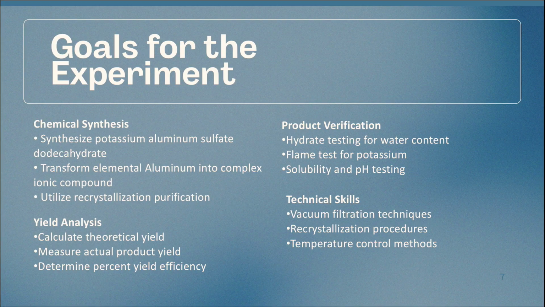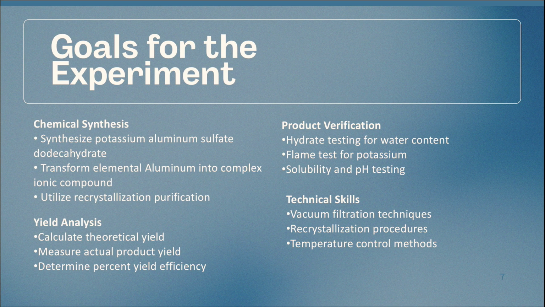We had a few goals for this experiment, which we broke up into 4 categories. First, chemical synthesis. Our primary objective was to synthesize potassium alum, specifically potassium aluminum sulfate dodecahydrate. This involved transforming aluminum, a simple metal, into a more complex ionic compound. We also aimed to use a purification technique, recrystallization, to ensure product quality.